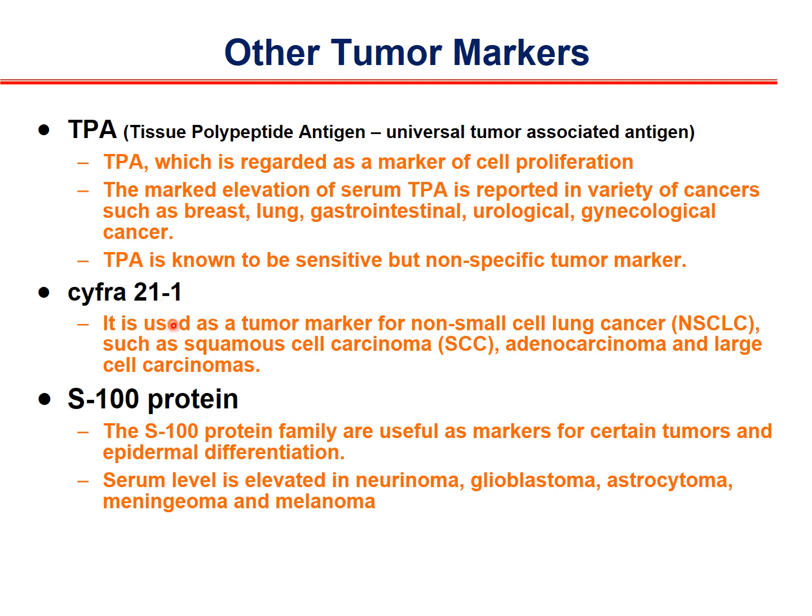21-1 is used as a tumor marker for non-small cell lung carcinoma, such as squamous cell carcinoma, adenocarcinoma, and large cell carcinoma. The S100 protein family are useful as markers for certain tumors and epidermal differentiation. Serum level is elevated in neurinoma, glioblastoma, astrocytoma, meningioma, and melanoma.